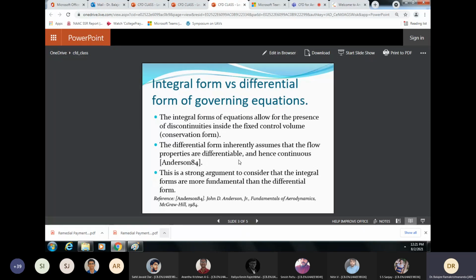Okay, boss, differential, I don't have anything against you, but I am more fundamental, says the integral form. Okay. So the integral forms are more fundamental than the differential form.